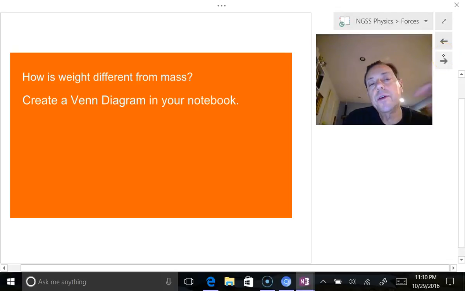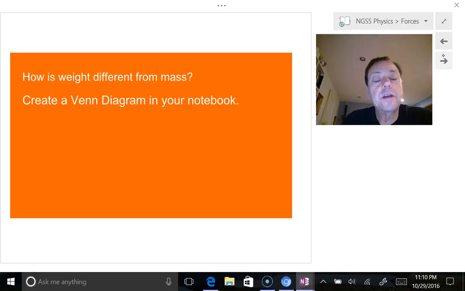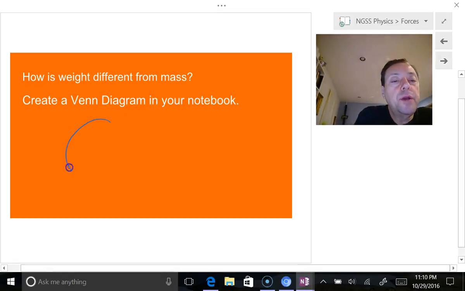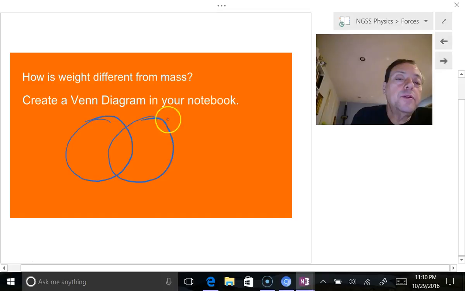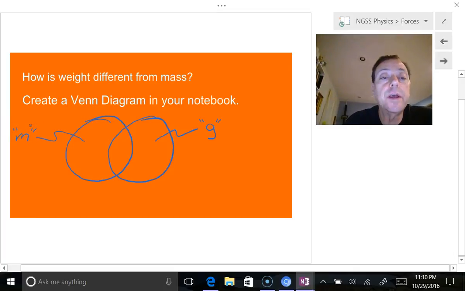Can you create a Venn diagram that sums up mass, weight, and change in motion? Let's see. If we had two circles, everybody's familiar with a Venn diagram, right? Maybe this one is the acceleration due to gravity, or G. This one is mass, whose variable is lowercase m.